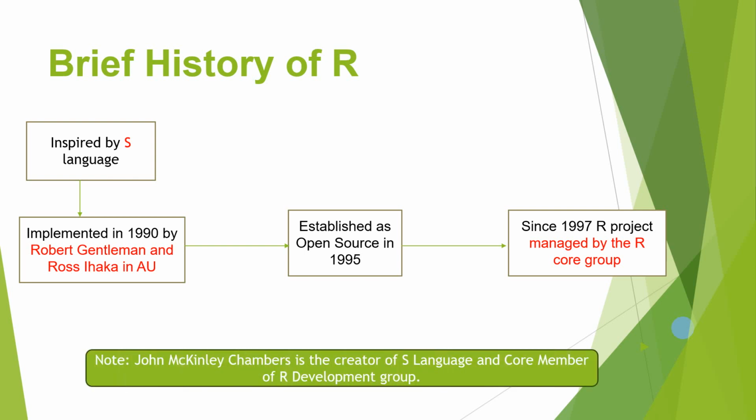John McKinley Chambers is the creator of the S language. As R is taken from the S language, the R language has the general syntax of S. There is a lot of similarity between the S language and the R language, but S is not freely available, it is commercial software, while R is free open source software which the general public can utilize. And John Chambers, who created the S language, is now a core member of the R development group.